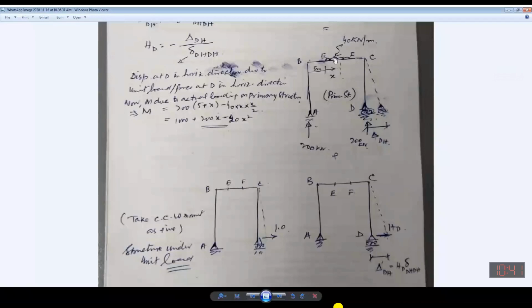Now, in this case, first of all, I need the moment value. You know that deflection is equal to the integral from 0 to L of capital M into small m into dx.